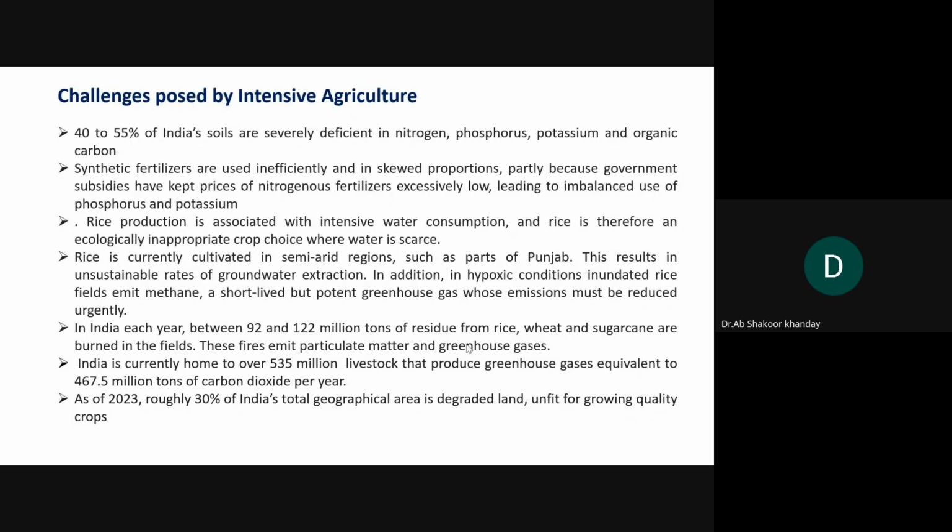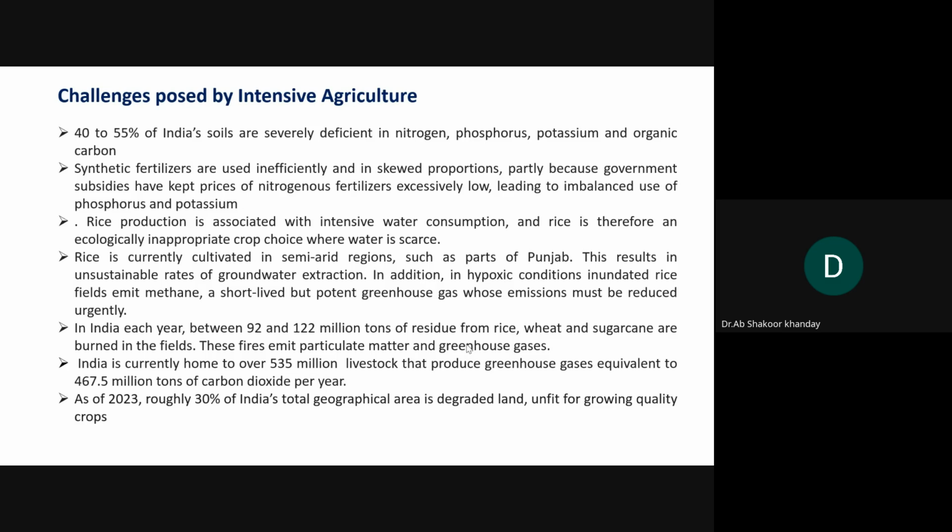Rice production is associated with intensive water consumption, especially in Punjab. You can see there is great depletion of the groundwater. And for 1 kg of rice, we need around 2,500 liters of water. So it's a monocrop. It is wreaking havoc with our environment, that means our groundwater resources.